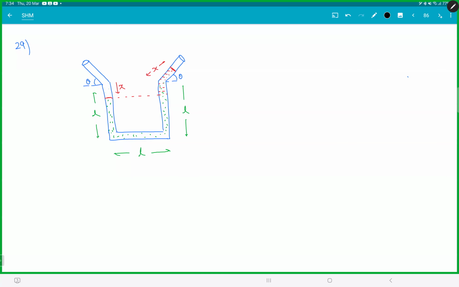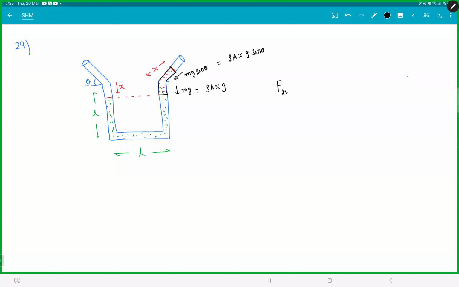So we have two restoring forces here. This entire section here, because of this, the liquid is moving, isn't it? So this will have two components. This component will be mg sine theta, and this component will be mg. Do you agree, everyone? That will be the restoring force. What is mg sine theta? Rho area x g sine theta. This will be rho a x g.